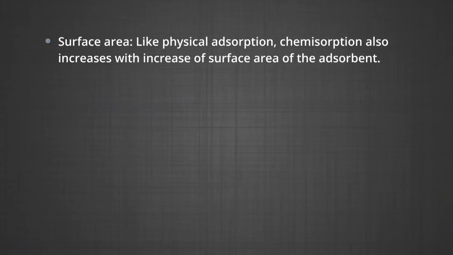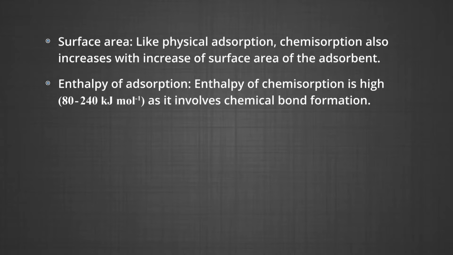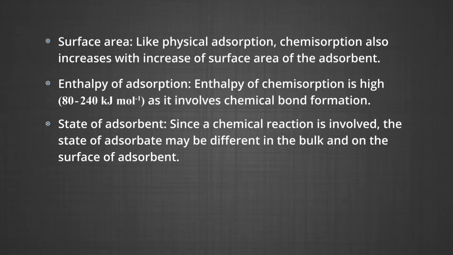Number 3. Surface area. Like physical adsorption, chemisorption also increases with increase of surface area of the adsorbent. Number 4. Enthalpy of adsorption. Enthalpy of chemisorption is high, that is in the range of 80 to 240 kilojoules per mole, as it involves chemical bond formation. Number 5. State of adsorbent. Since a chemical reaction is involved, the state of adsorbate may be different in the bulk and on the surface of the adsorbent.